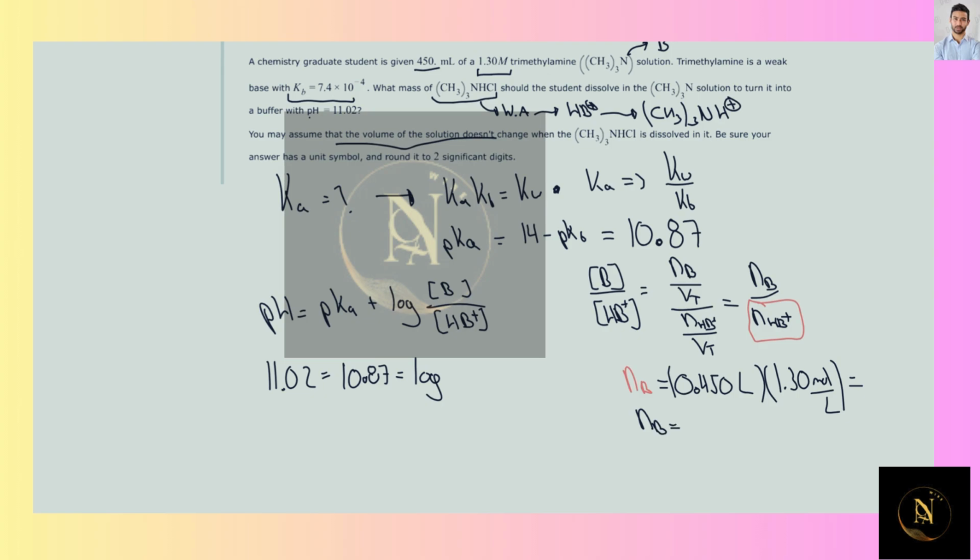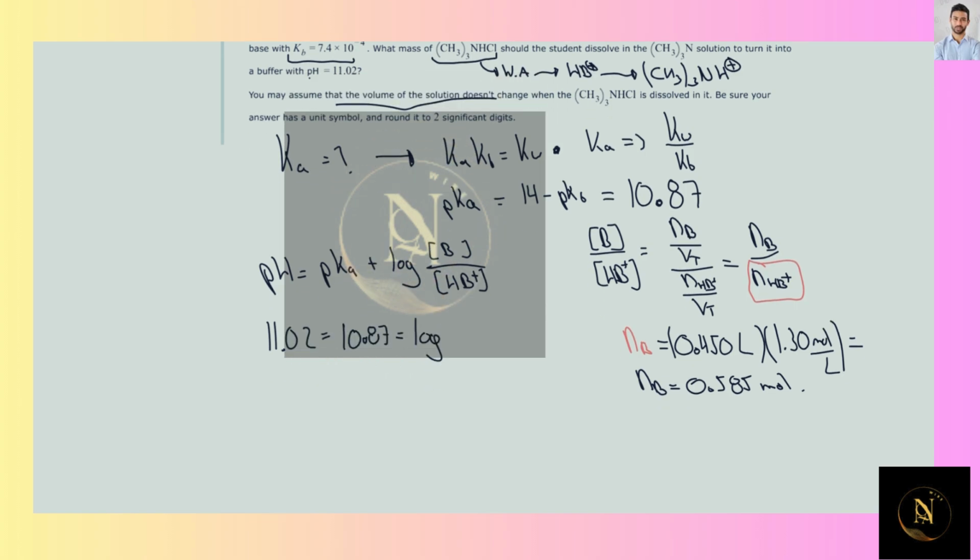So the amount of mole of B would be equal to 0.585 mole. Let me correct over here, pH equals pKa plus the logarithm of the amount of mole that we're going to get, 0.585, divided by the amount of mole of the weak acid that we need to add into our solution.